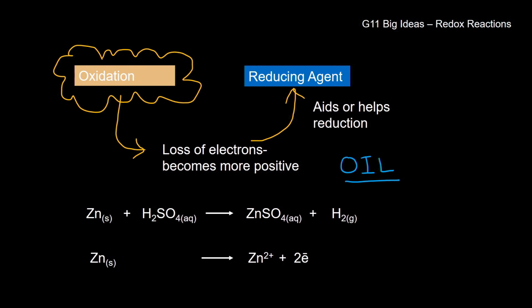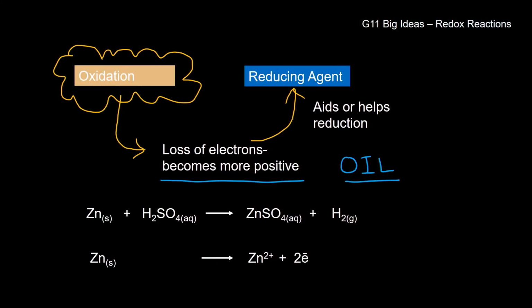It becomes more positive, so its oxidation number increases. That's what happens when a substance is oxidized. What about that substance which is oxidized, goes through oxidation? It aids with reduction. That's the other half reaction. And so we say that it is a reducing agent. So the thing that is oxidized, that becomes more positive, its oxidation number increases, gives away electrons, that aids reduction and is called the reducing agent.